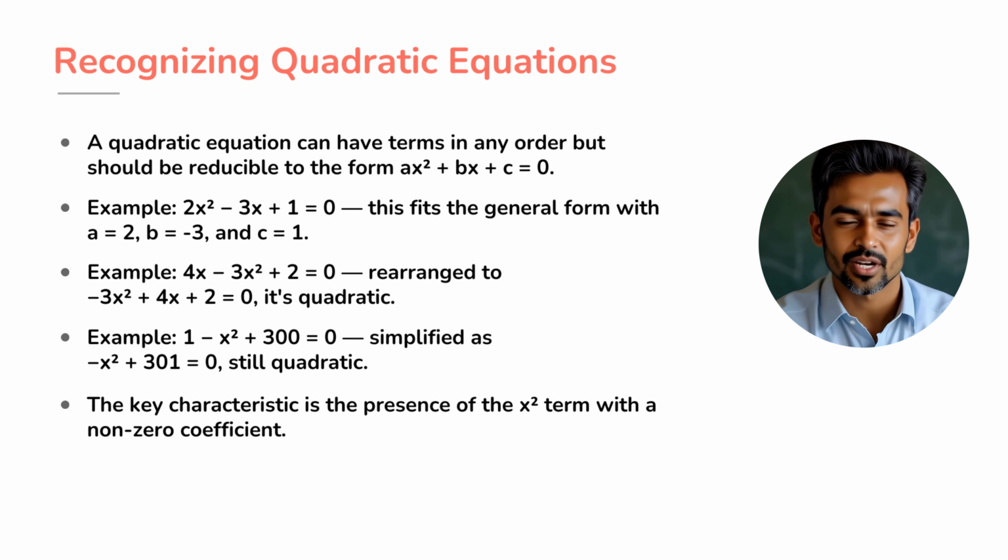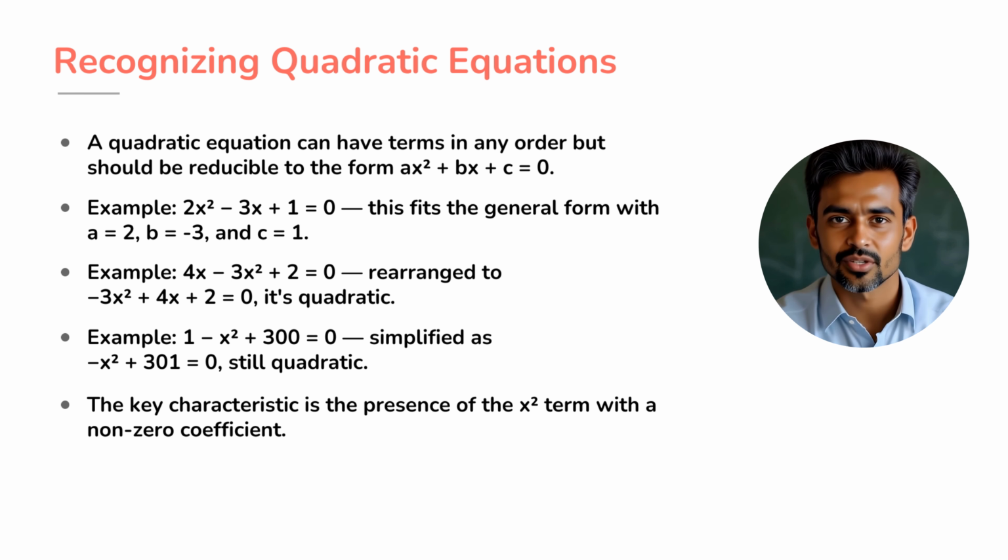The equation 2x² − 3x + 1 = 0 fits the standard format. It has x², x, and a constant. What about this one? 4x − 3x² + 2 = 0. Even though the x² term comes second, we can rearrange it. Write it as −3x² + 4x + 2 = 0, and yes, it's still quadratic. Or take 1 − x² + 300 = 0. Rearranged, it's −x² + 301 = 0. Again, the x² term tells us it's a quadratic.